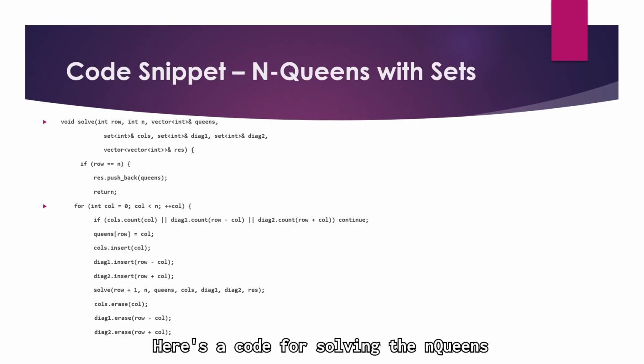Here's the code for solving the n-queens problem using backtracking and STL containers. We maintain three sets, one for columns, one for the first diagonal, and one for the second diagonal. These sets allow us to efficiently check if a queen can be placed at any given position. After placing a queen, we recurse to the next row. If we reach a point where no valid position is found, we backtrack and try another column. STL makes managing the state and checking constraints much easier.